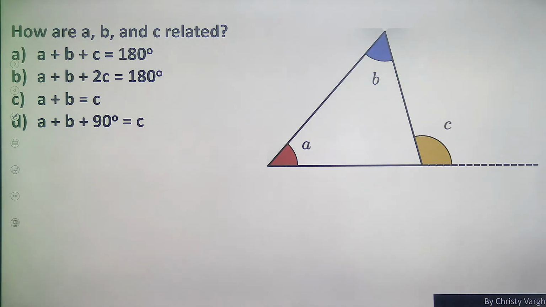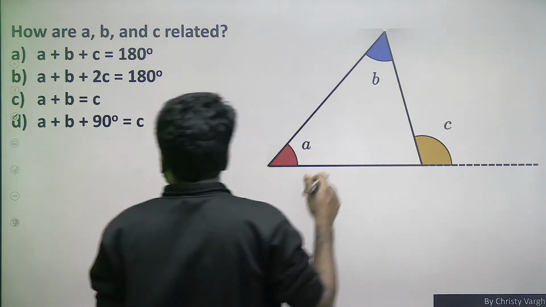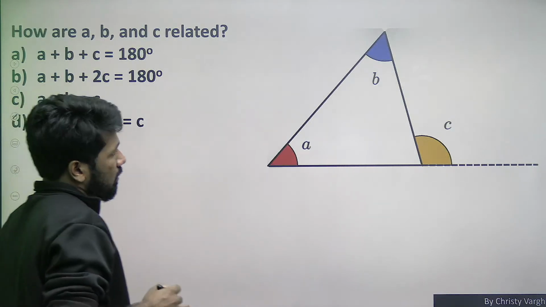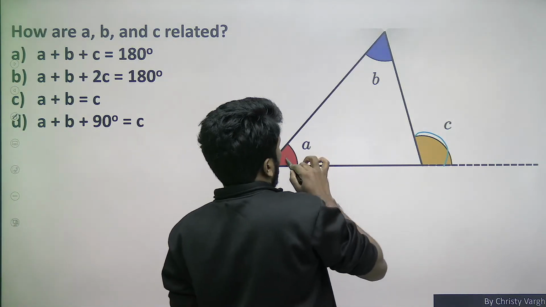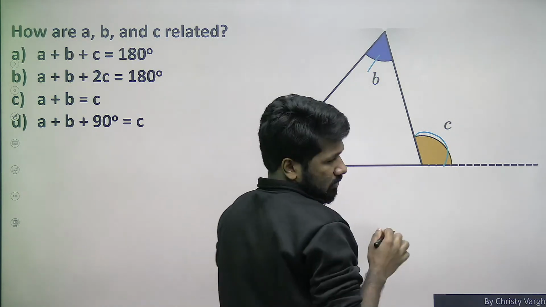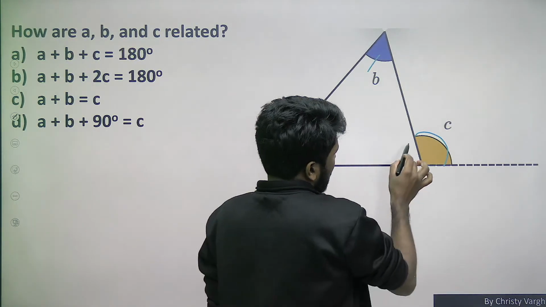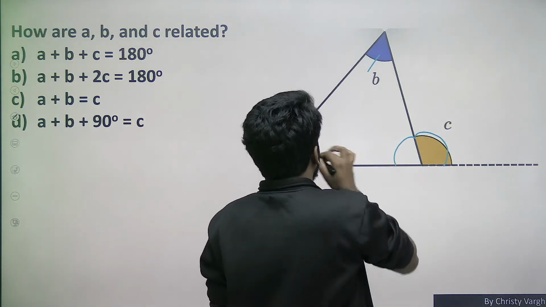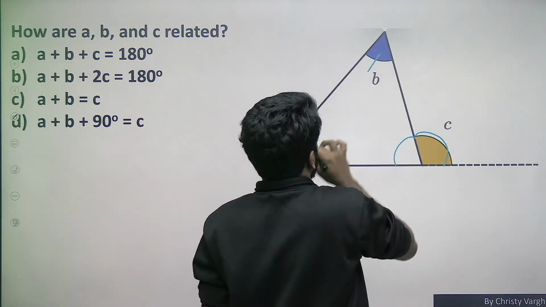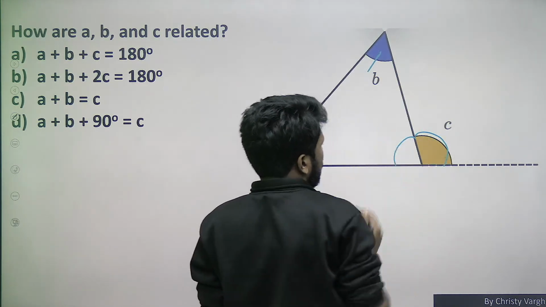Okay, most of you got option C. That is the property I just discussed. I will explain more about it with this question itself. So the exterior angle will be equal to the sum of opposite interior angles. Opposite means the angle that is not touching. This is the adjacent interior angle. Opposite interior angles are these. These two angles added will be equal to this.